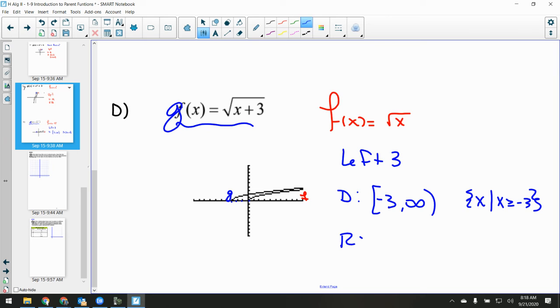Now for my range, okay, for my range, did it shift anything up or down from my parent? No. So therefore, my range is going to be the exact same thing that my range was, greater than or equal to 0. If I wanted to, in my set builder, set of all numbers x such that x is greater than or equal to 0.